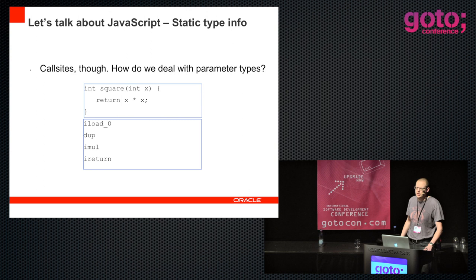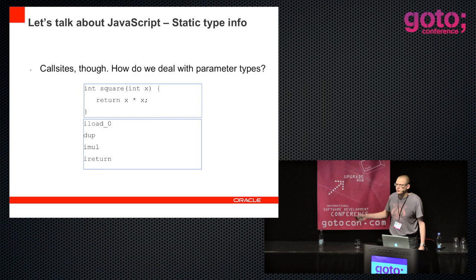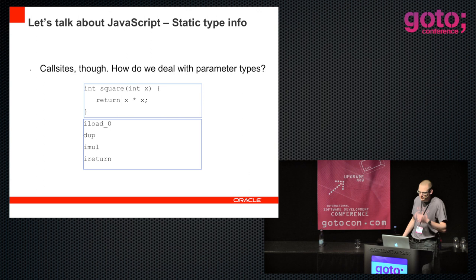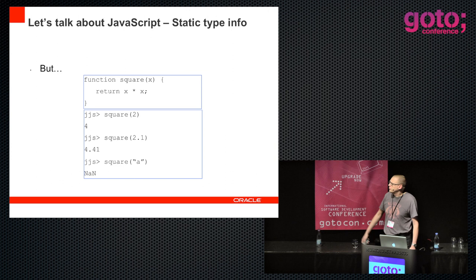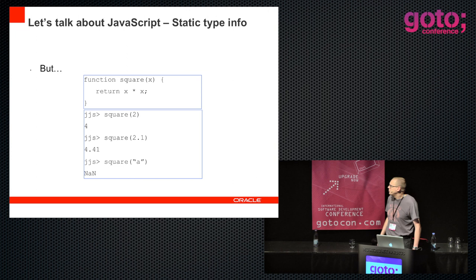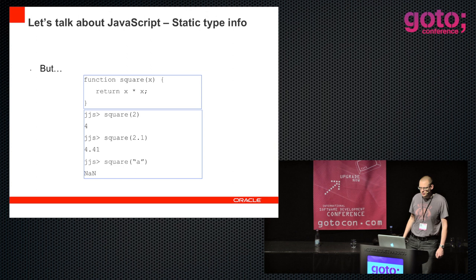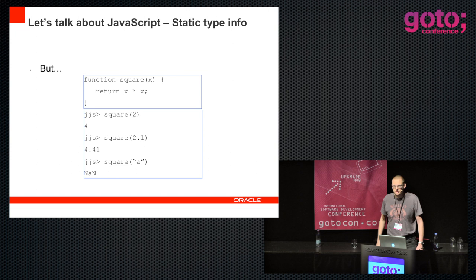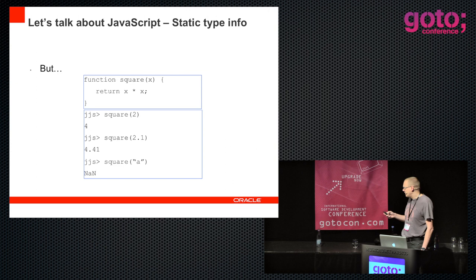And if you were trying to force a double into the square method by engineering bytecode for it, you'd get a verify error, because that's the Java sandbox model for types, right? But in JavaScript, the equivalent function just says function square x, return x times x. So square of 2 is 4, square of 2.1 is 4.41, and square of a is a well-defined NaN. All of this is valid JavaScript if you apply the multiplication operator to the three different types involved here. So it's not as simple as I showed you in the last slide. We can't just have an int method that works on an int.